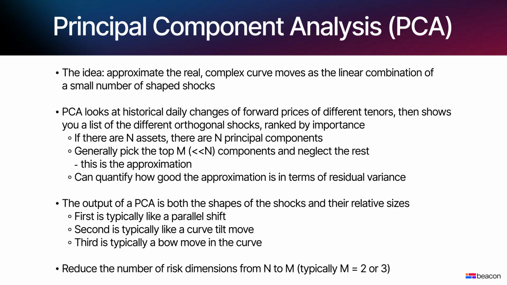Typically, when you run a PCA like this, the top 3 factors look kind of qualitatively similar. The first factor looks like a parallel shift, but where the front of the curve moves more than the back of the curve. Again, reflecting the fact that forward prices get more volatile as they get closer to settlement. The second factor looks like a curve tilt, where the front of the curve goes up and the back goes down, or the front goes down and the back goes up. The third looks like a bow move, so the front and the back of the curve go up and the middle goes down, or vice versa.